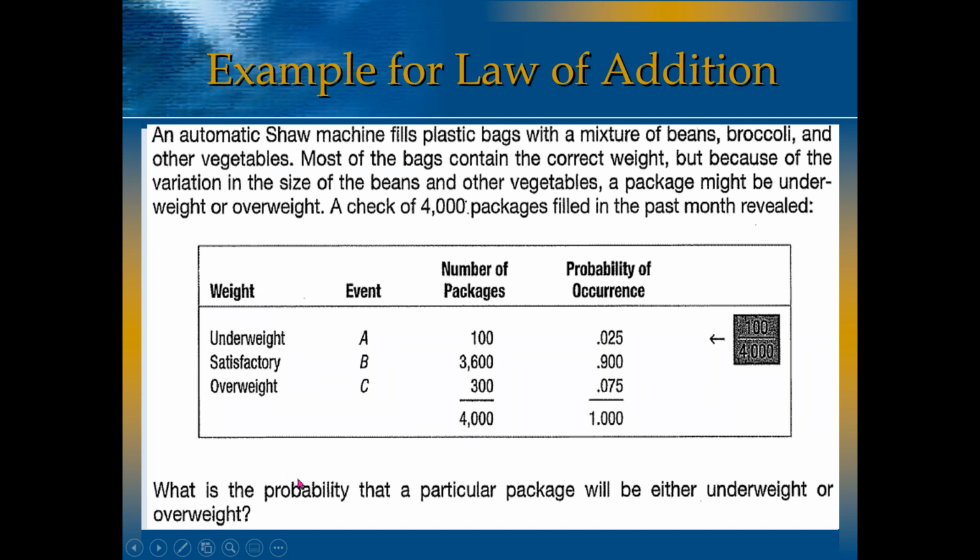We want to find the probability that a particular package will be either underweight or overweight. You can see that these two events are mutually exclusive, because at a time a package will be either underweight or overweight. It can't be classified as both underweight and overweight. So these are mutually exclusive events, and I'm simply going to add the probabilities. If I add the probability of underweight to the probability of overweight, I will get the answer.